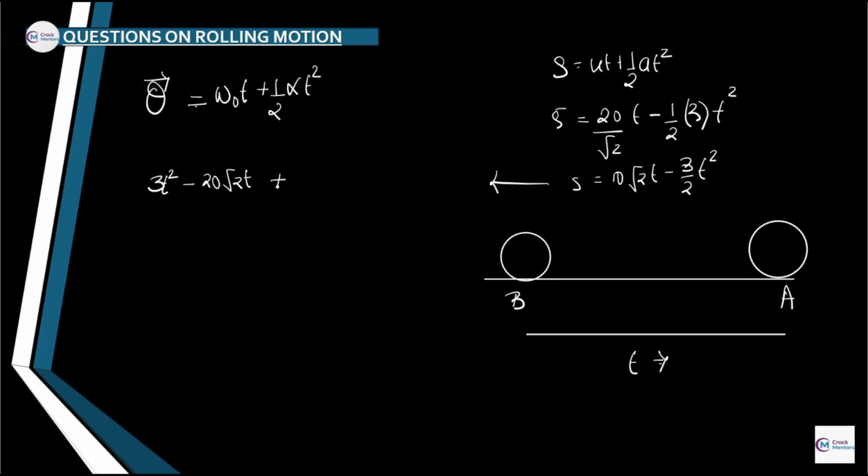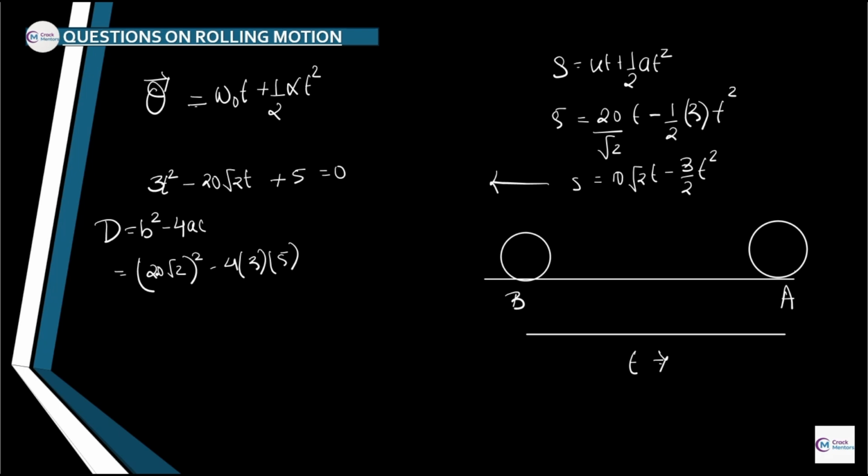Okay. The discriminant is b square minus 4ac. What is the b that we are having? 20 root 2 to the square minus 4. What is the a? It is 3 into c.